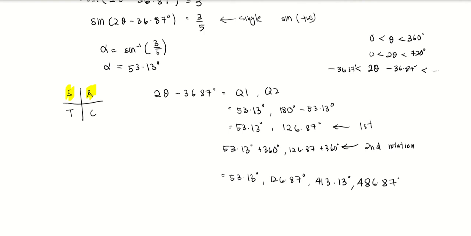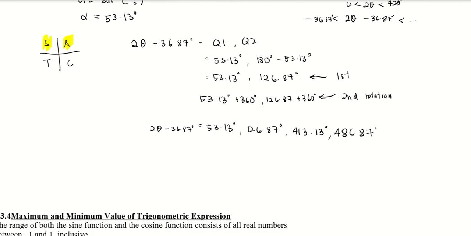Right, so these are the values of 2 theta minus 36.87. To find theta, we need to add 36.87 to each answer here and then divide by 2. So we will get theta equals 45 degrees, 81.86 degrees, 225 degrees, and 261.86 degrees. Alright, so that is the answer.